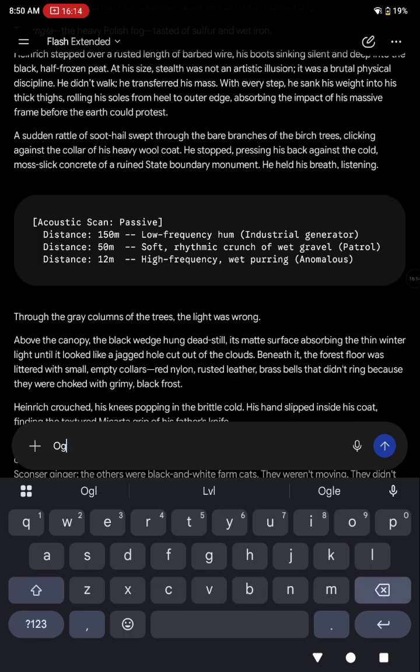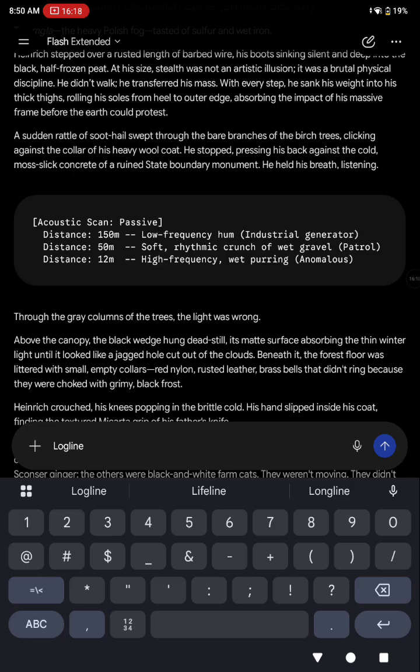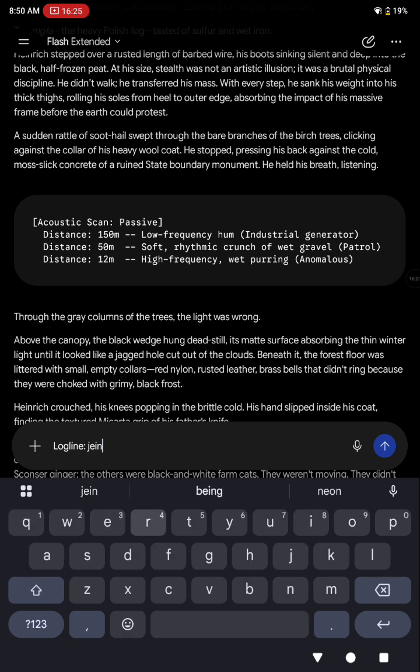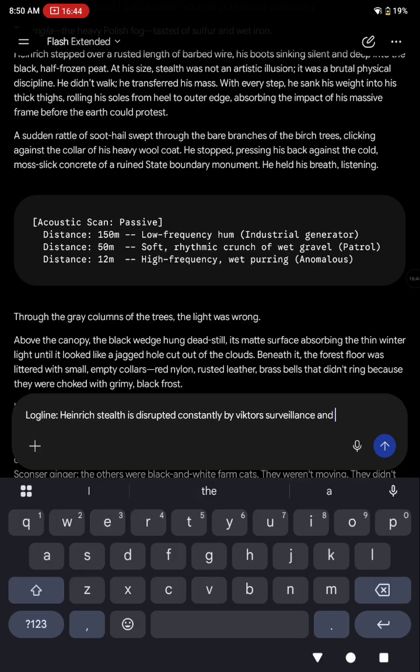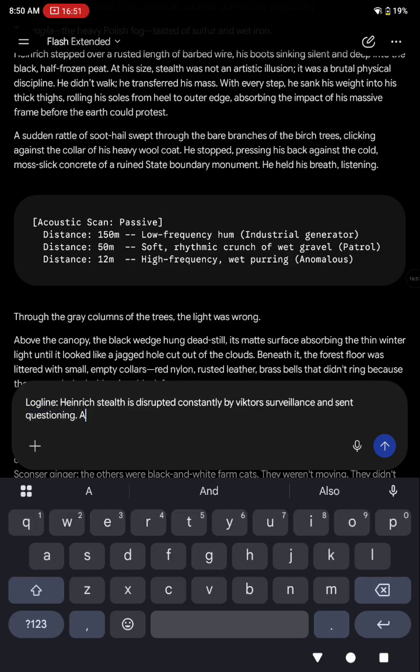Logline. Heinrich's stealth is disrupted constantly by Victor's surveillance and scent question. A simple investigation turns into a mob fight between the dogs of war.